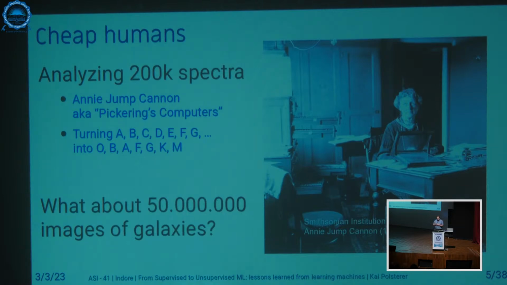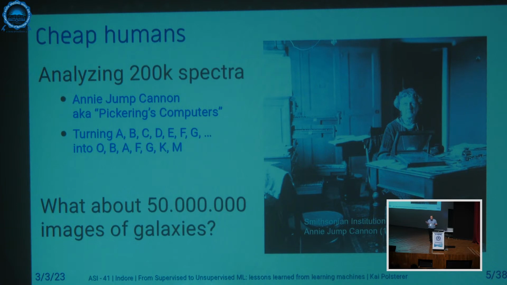And the good thing is, Annie Jump Cannon and her team were really clever. They learned that the classification schema is not as it was thought to be. They understood some physics, some commonalities in the absorption and emission lines, and from that derived a new schema of how we talk about those kinds of spectra of stars.